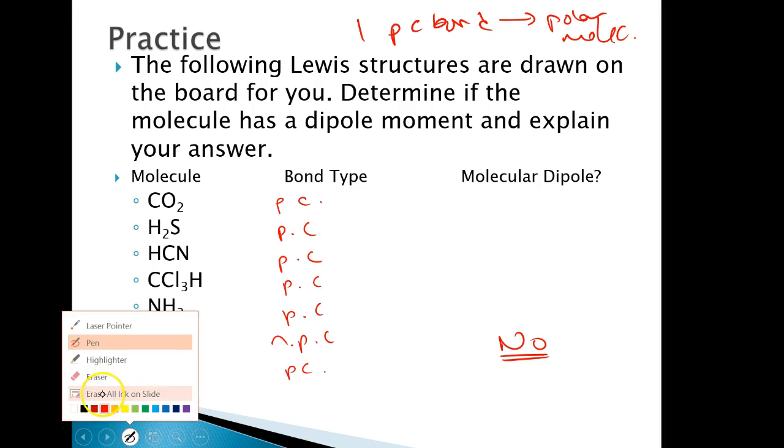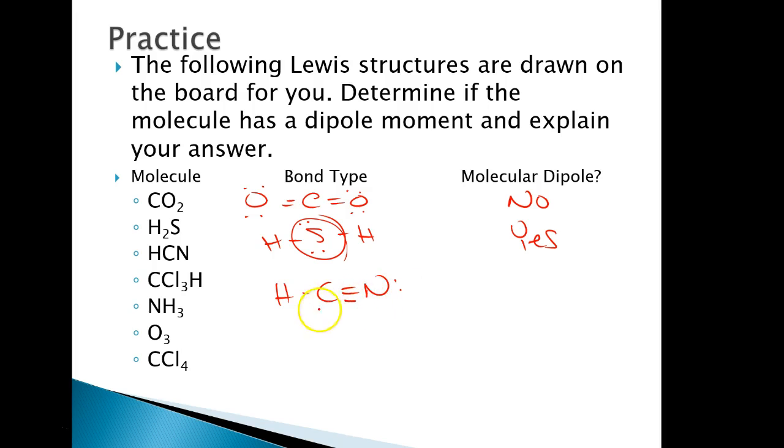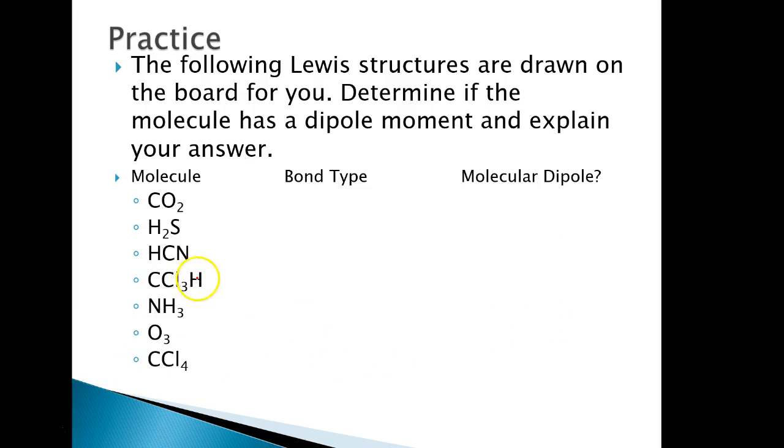So I'm going to draw the Lewis structures best I can. So CO2 looks like this. And because of its perfect symmetry, it does not have a molecular dipole. H2S has got lone pairs on the center atom. Because it has those lone pairs, it's a bent shape, which means it's not symmetrical. And so therefore you would say, yes, it has a molecular polarity. HCN looks like this. And again, it's not symmetrical. Therefore you would say, yes. Okay, CCl3H looks like this. And again, you're dealing with something that is not perfectly symmetrical. And so, yes, it has a molecular dipole.